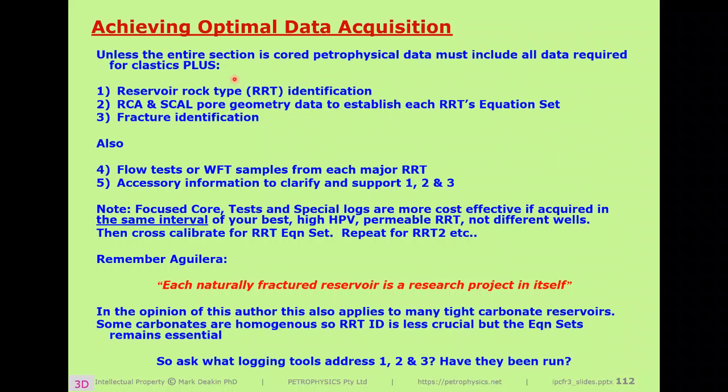So the key things that you must do is that you must think about whether you have the reservoir rock type identification, whether you've got the data to identify the RRT, or the reservoir rock type. In other words, you may need an image log, for example, or you may need more than just your routine density, neutron, resistivity, and sonic. You will probably need that to identify the reservoir rock type, which is essential because, of course, each reservoir rock type has got its own reservoir rock type equation set.